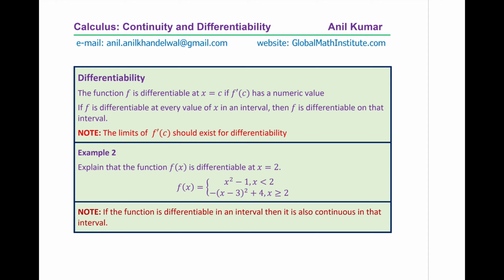Now when I say differentiability, in that case, we should have a finite value, some real number, as the value of differentiation at that particular point for the given function. So the function f is differentiable at x equals c if the derivative of f at c has a numeric value, a real number. If f is differentiable at every value of x in the interval, then f is differentiable on that interval.